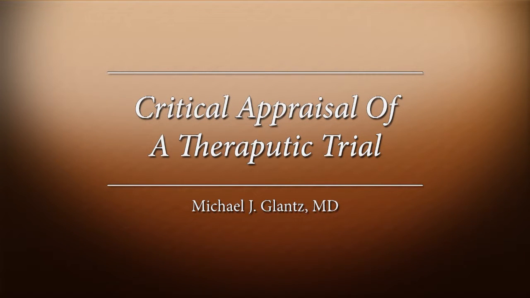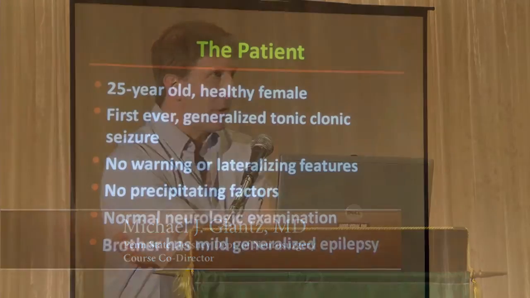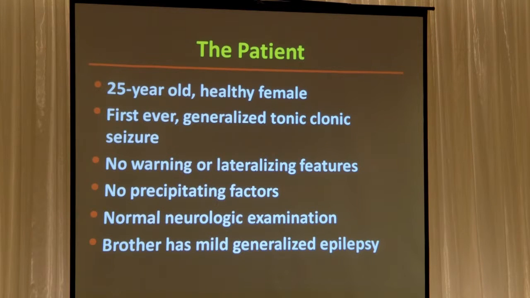We're going to discuss critical appraisal of a therapeutic trial. So as always, going to start with the patient, and here's the patient that I've selected. This is a healthy 25-year-old young woman who, for most of us, we'd see in the office. For Dr. Reisig and Dr. Brandmeier, they see these people on the plane, who has her first ever generalized tonic-clonic seizure.